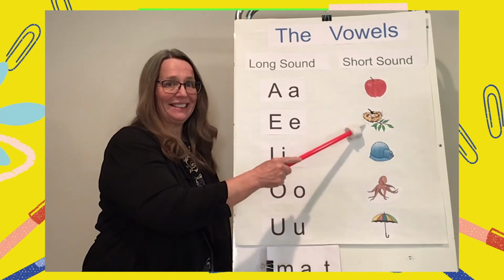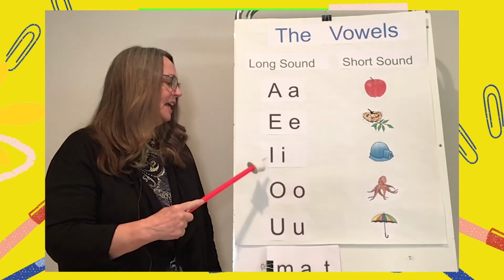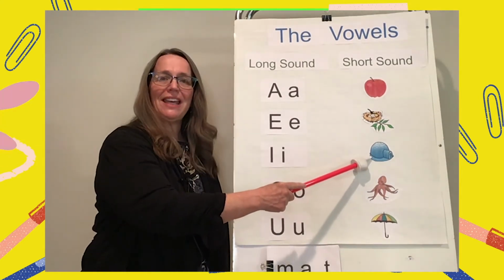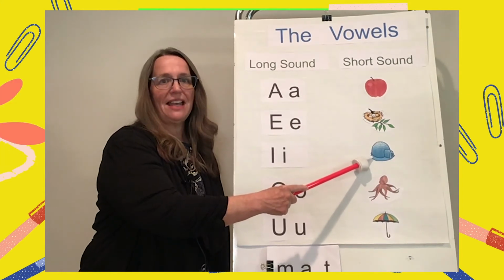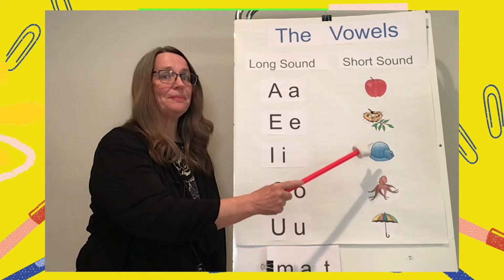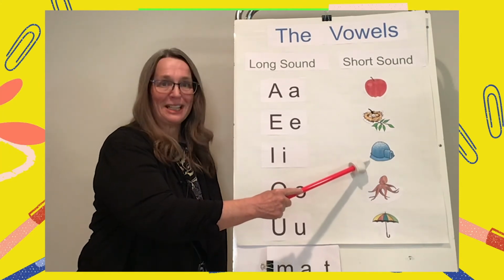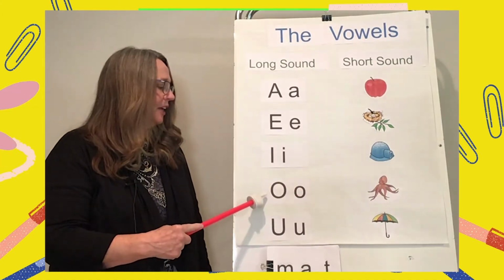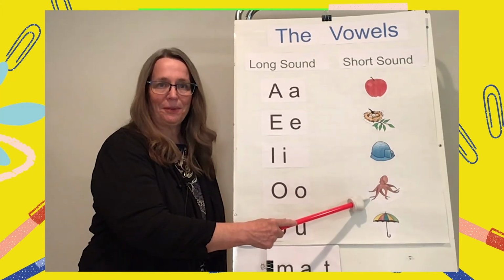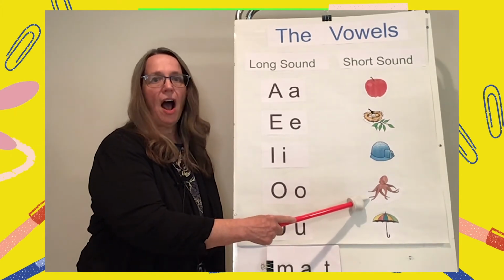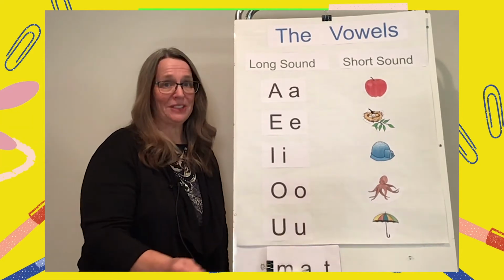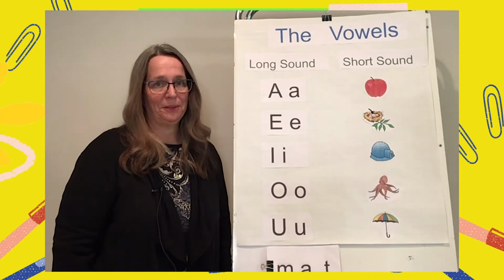That's right, egg. The short vowel sound of I is ih, like the word igloo. You say that, ih. And what sound is that like? The word, that's right, igloo. The short vowel sound of O is ah, like the word octopus. You say that sound, ah. And what word is that like? You say it. That's right, octopus.